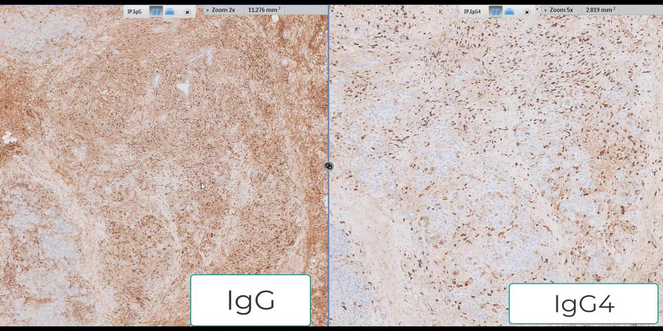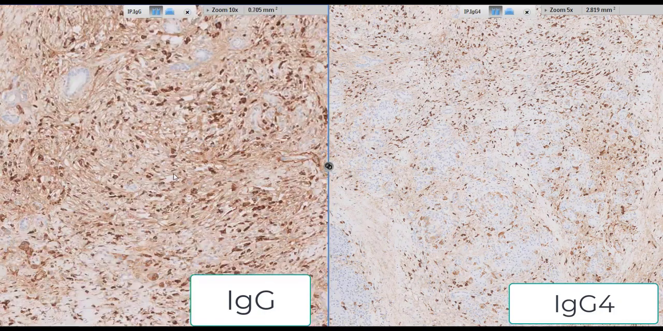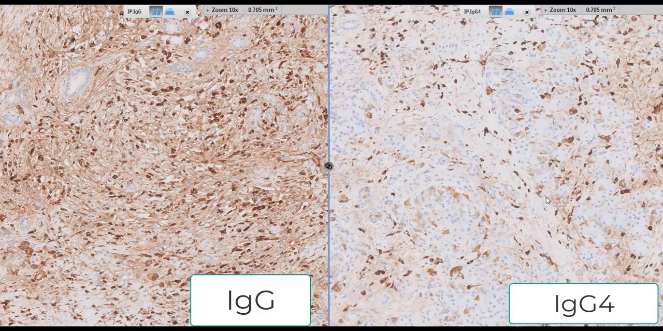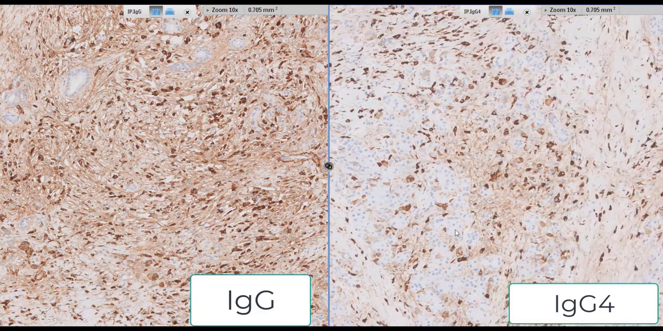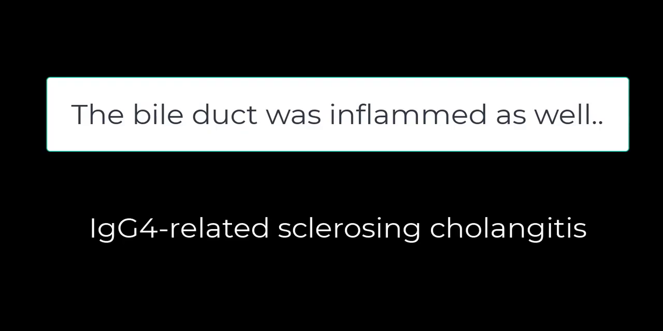Well, am I going to count? Probably not, because I've already decided that this is type 1 autoimmune pancreatitis and IgG4-related disease. That said, if I can get these at the same magnification, I can't really find the right field, but perhaps, let's say for the sake of argument, this is the right field. That ratio perhaps is around the 30 or 40% mark. So I'm happy with that ratio.